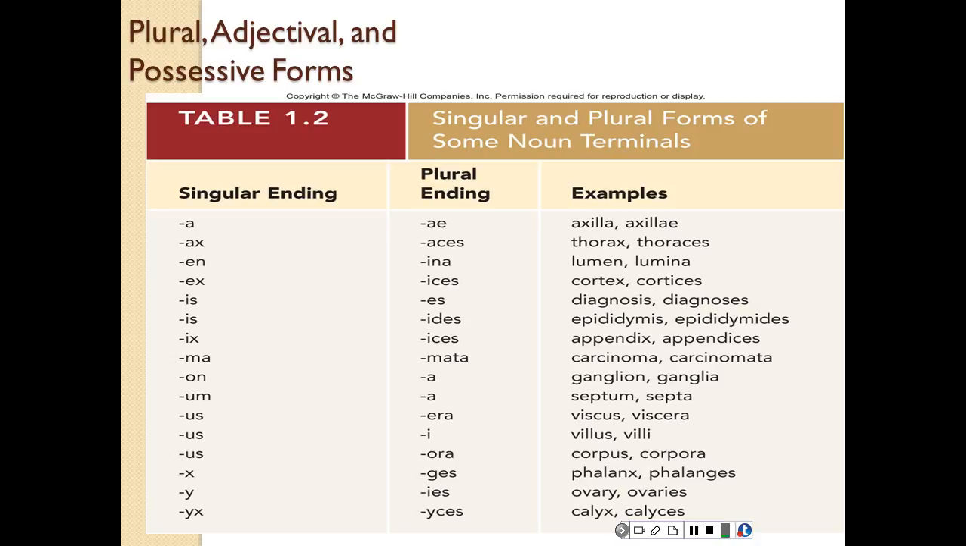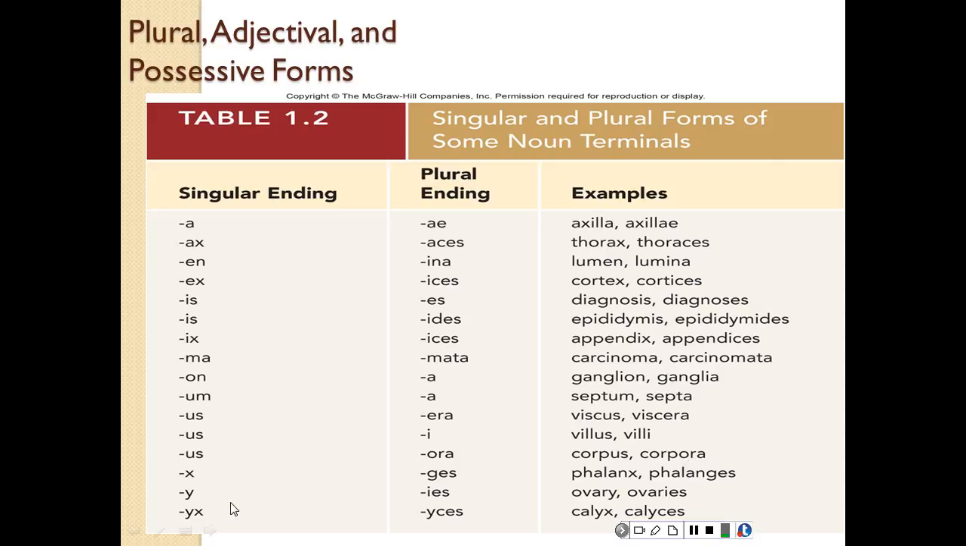interventricular septum and an interatrial septum. Okay. And those ending in US, these are tricky. These you have two that are ending in S, but in the plural form, it'll either end in an I or ORA. And all these just deal with memorization. Your villus, singular, plural will be villi. Your corpus will be your corpora.